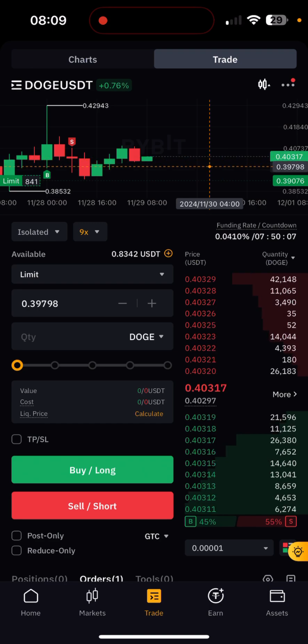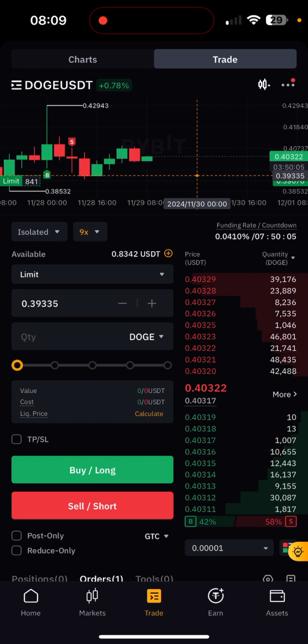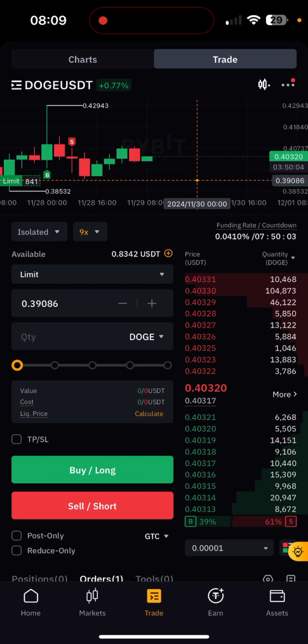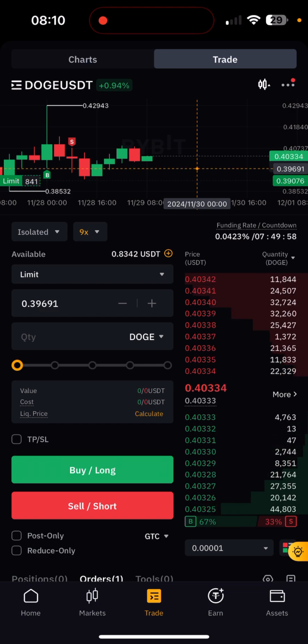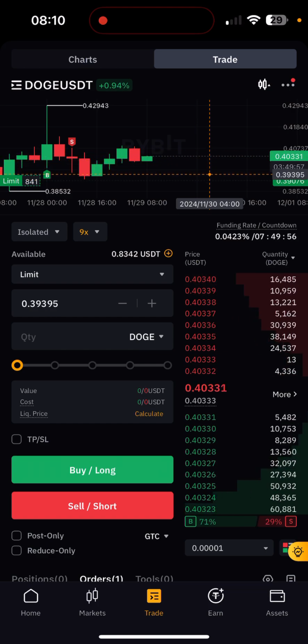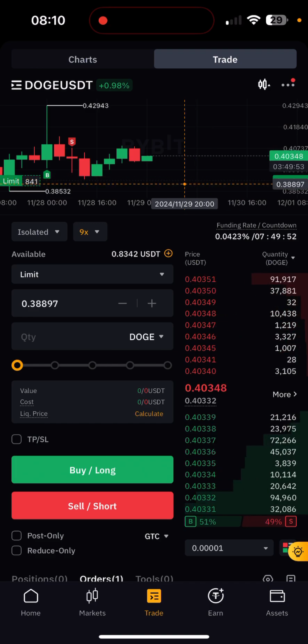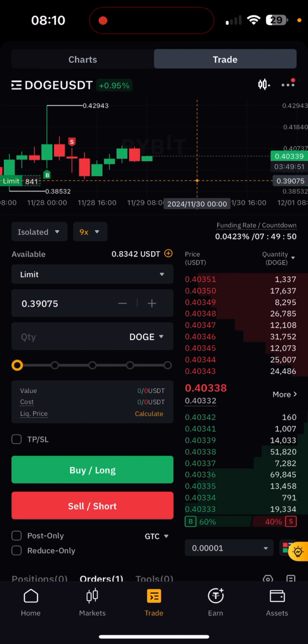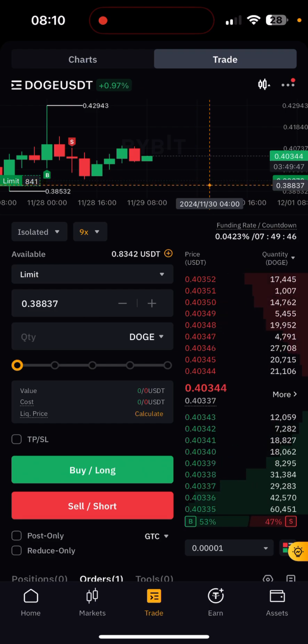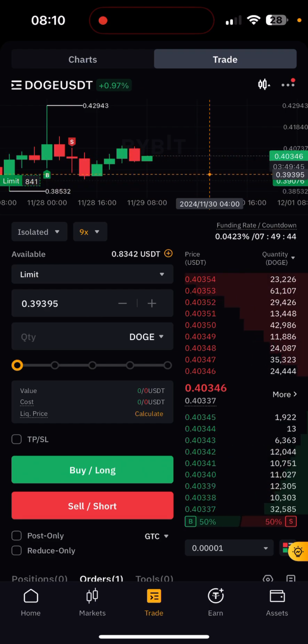If it decides to sell down to my point, I have a limit buy here, which is 0.39051. If we decide to sell down here, what I want the market to do is to activate my buy from this 0.39098 I have here. So that's why I have this limit, waiting for the market to come to my limit to pick me up.